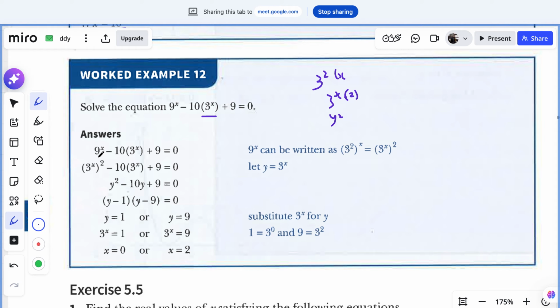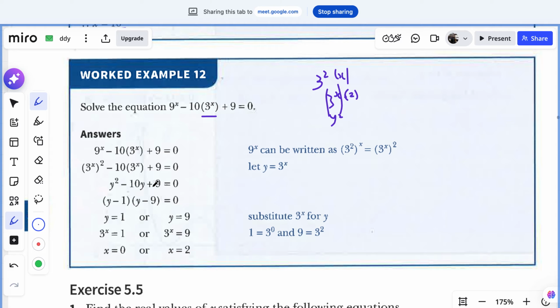3. You'll be wondering how this one became 3 to the power x then squared. It is because you first break it down. 9 is 3 to the power 2, then multiply by x. You can bring the x first and then 2 out. It's the same thing. You just calculate. This one becomes y. 3 to the power of x becomes y, and then it becomes y squared.